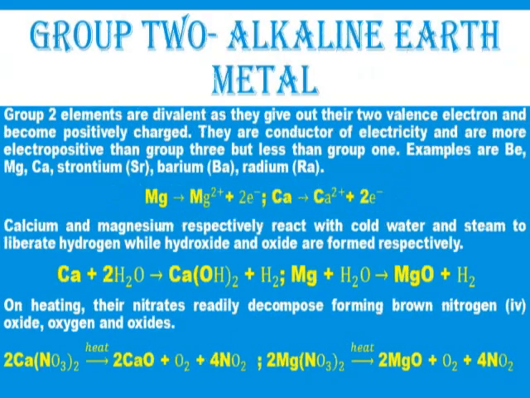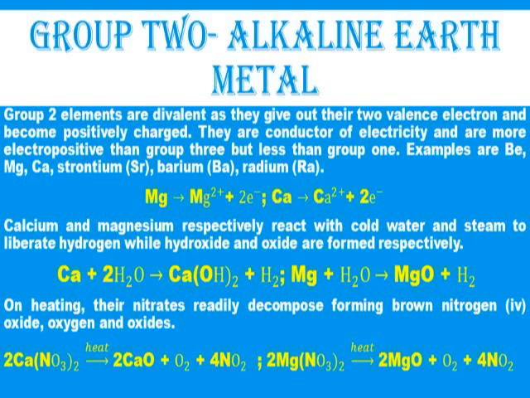Let's look at group 2 elements. Group 2 elements are otherwise called alkaline earth metals. They are divalent, because they give out two valence electrons and become positively charged. They are conductors of electricity and are less electropositive than group 1 but more electropositive than group 3. The examples of group 2 elements include beryllium, magnesium, calcium, strontium, barium, and radium.